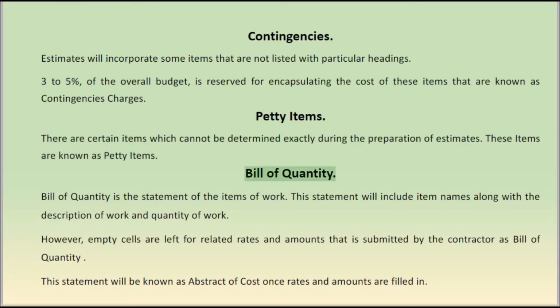Bill of quantity. Bill of quantity is the statement of the items of work. This statement will include item names along with the description of work and quantity of work. However, empty cells are left for related rates and amounts that are submitted by the contractor. This statement will be known as abstract of cost once rates and amounts are filled in.